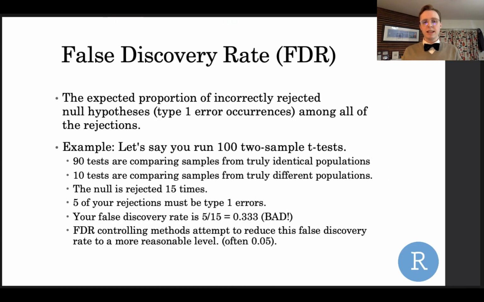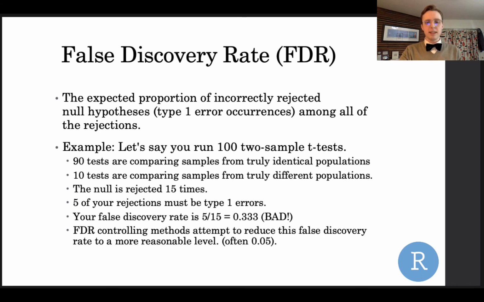So family-wise error rate is pretty self-explanatory, but false discovery rate is a bit more confusing. Let's go over an example of what false discovery rate really means. Let's say you conduct 100 two-sample t-tests. Again, of those 100 tests, 90 of them are comparing samples from two truly identical populations. The other 10 tests are comparing samples from truly different populations.